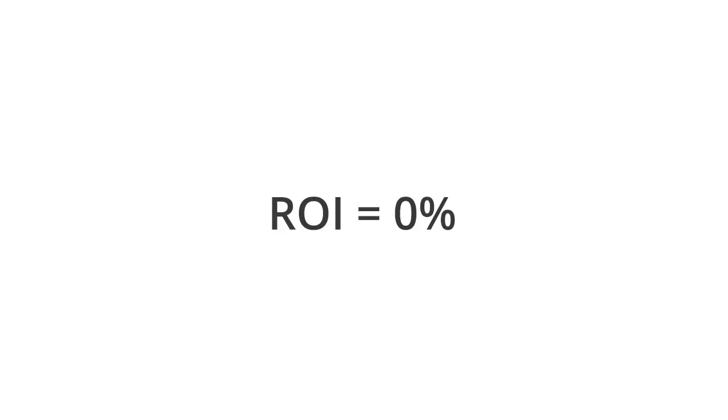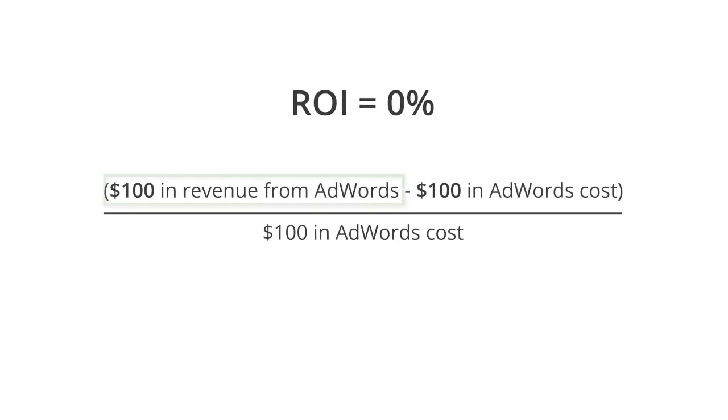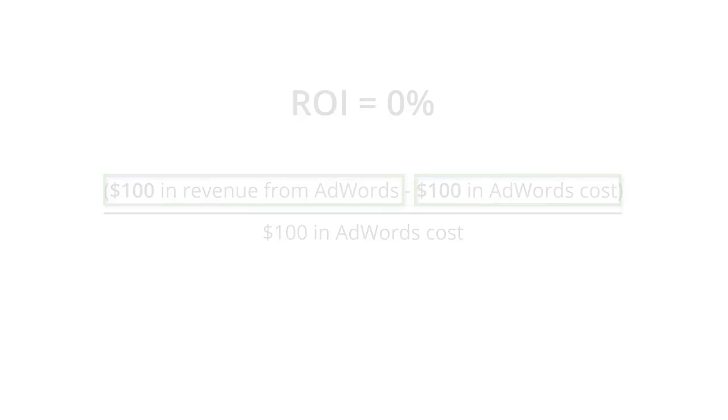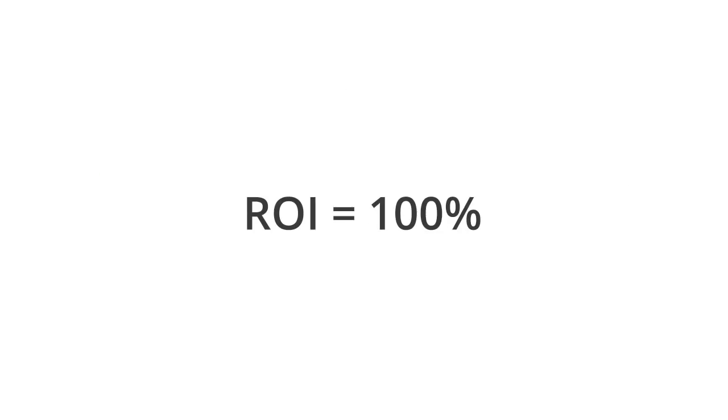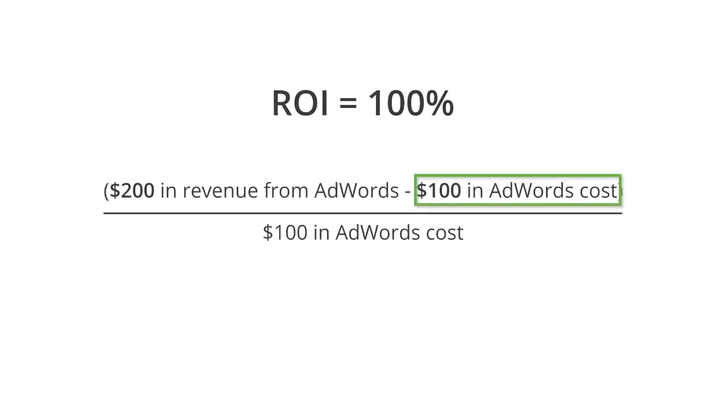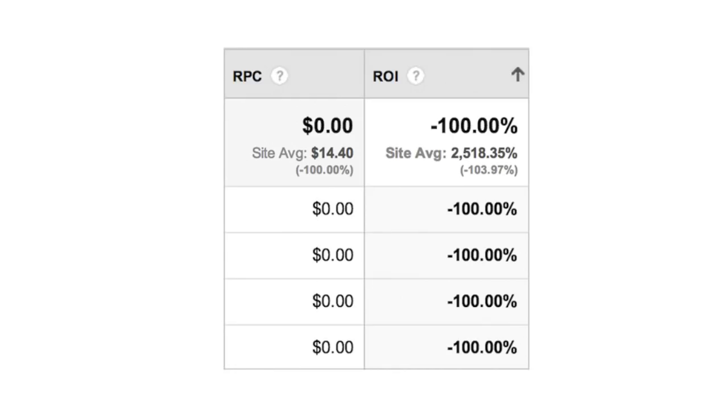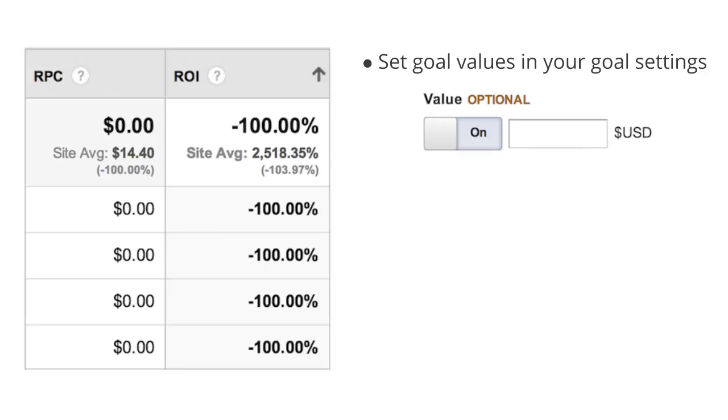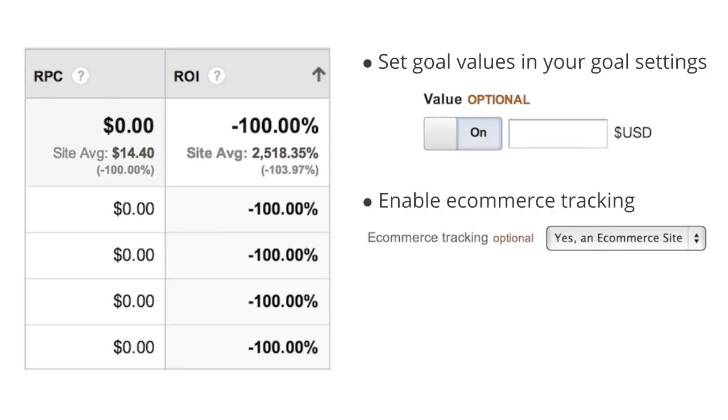An ROI of 0% means you earned in revenue the same amount of money that you spent. An ROI of 100% means that you spent X and received 2X in revenue. If your revenue per click, or RPC numbers, are all 0 and your ROI numbers are all minus 100%, it's because you have 0 revenue. If this is the case in your reports, make sure that you've set goal values or that you've enabled e-commerce tracking.